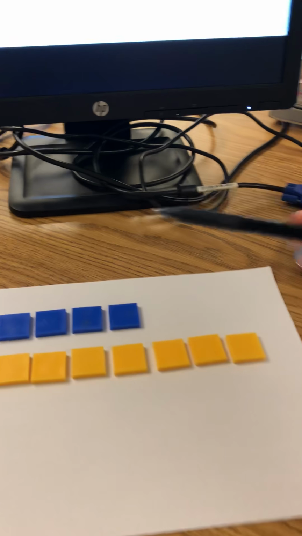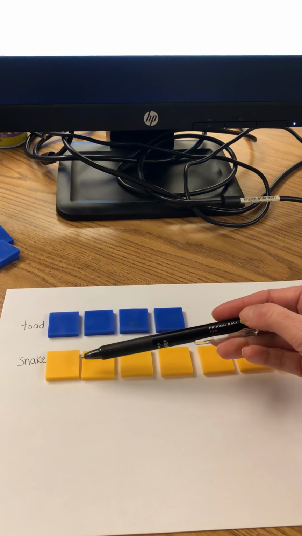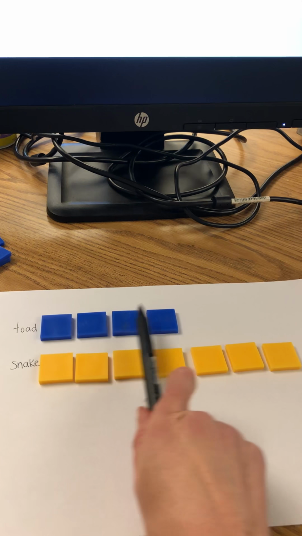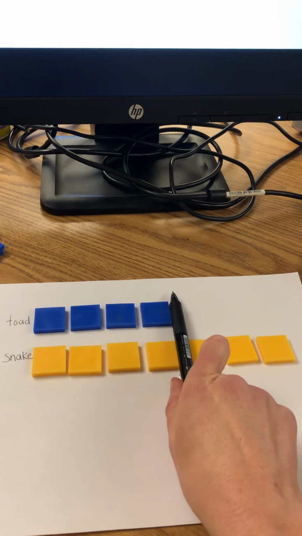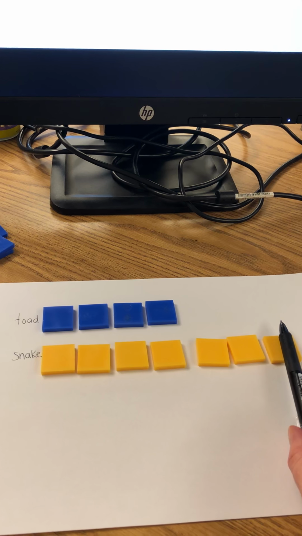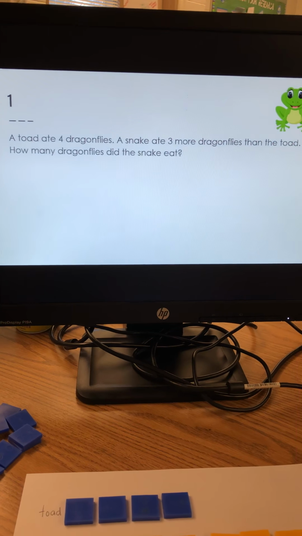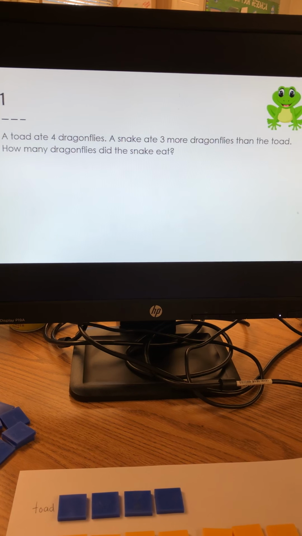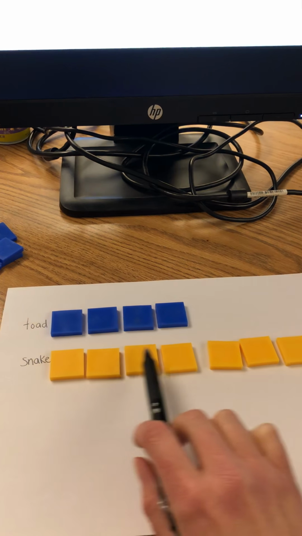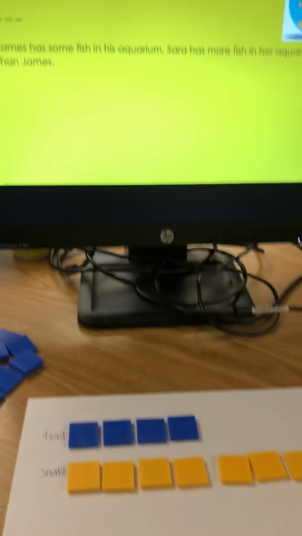So obviously the misconception that can occur here is that students just think that the snake ate 3, but really we want to make sure that they can see that it's 3 more than the toad. So here's what they share in common, but then the snake ate 3 more. The next slide will then say, how many dragonflies did the snake eat? And then the students can then say, he ate 7 dragonflies. Let's try the next one.